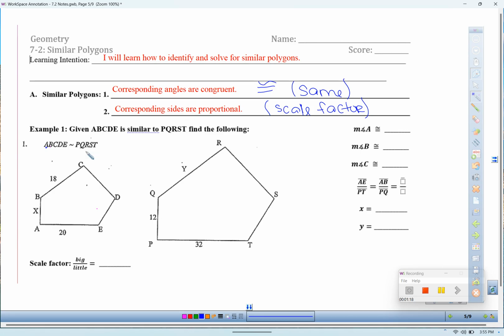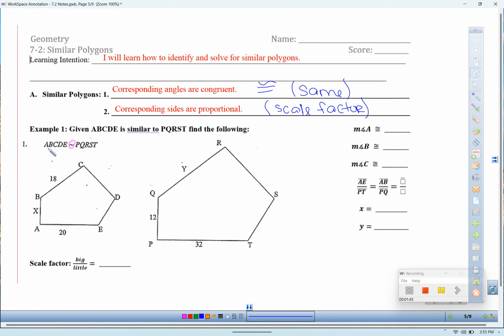Okay, so moving on. Given ABCDE is similar to PQRST, find the following. We're going to talk about this little symbol right here for a second. This is a symbol we're going to be using to show similar or proportion. So when you see that, that's what that's indicating. And we're going to go ahead and make some arc marks, and arc marks help us keep our bearings in check from polygon to polygon.